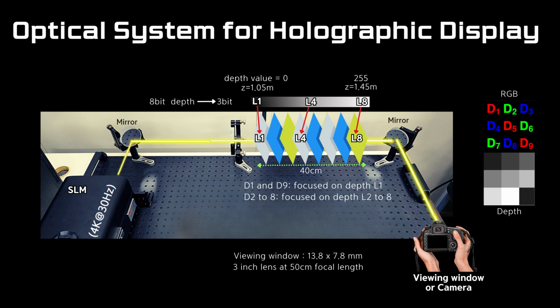The RGBD image on the right is explained as an example. In the RGB image, the letters D1 and D9 are in the black depth area. Therefore, the letters D1 and D9 are focused on the L1 layer. D8 letters with white depth are focused on the L8 layer.